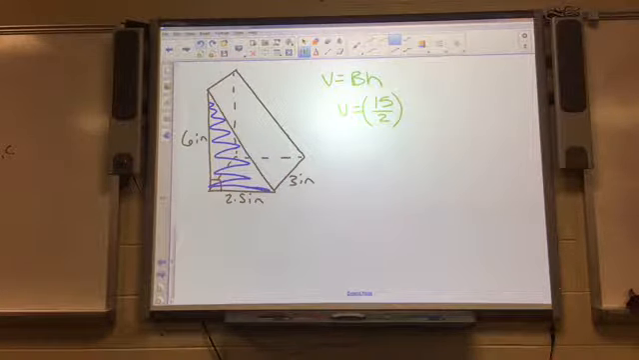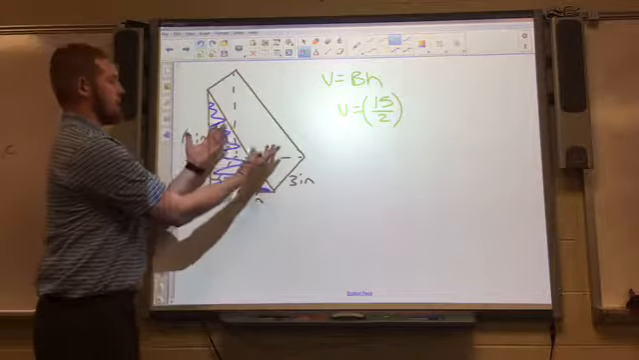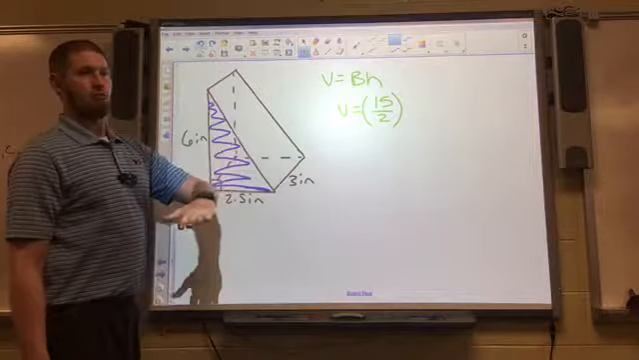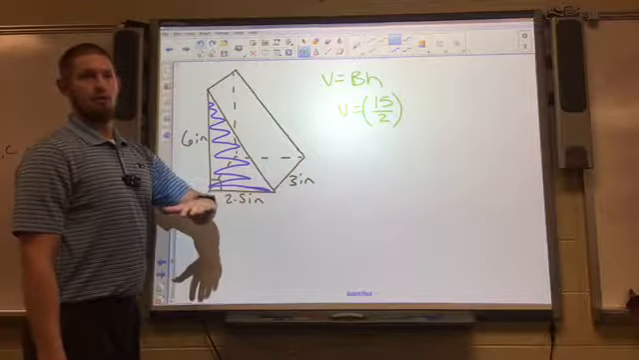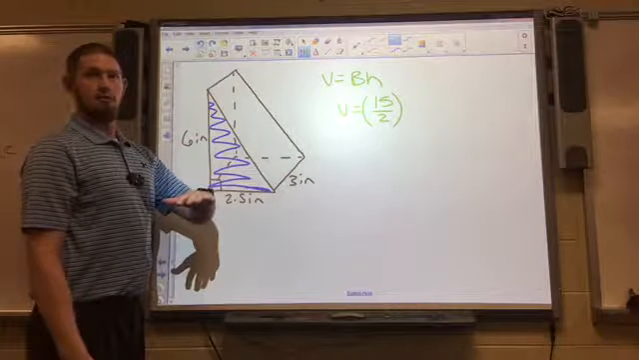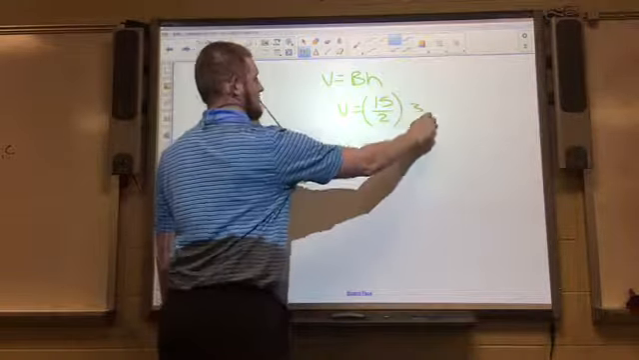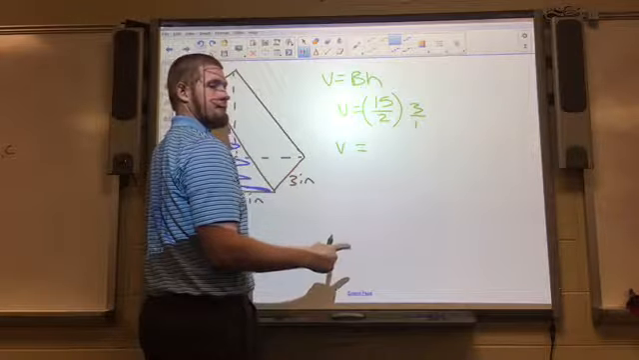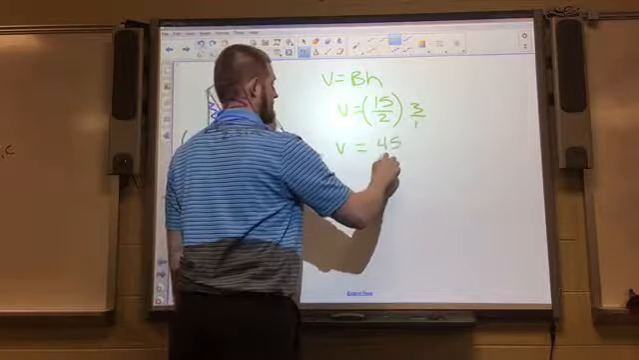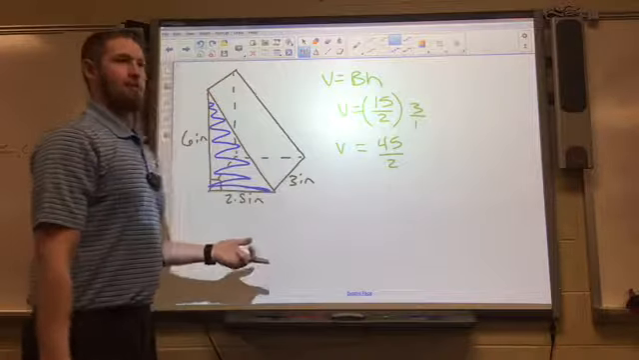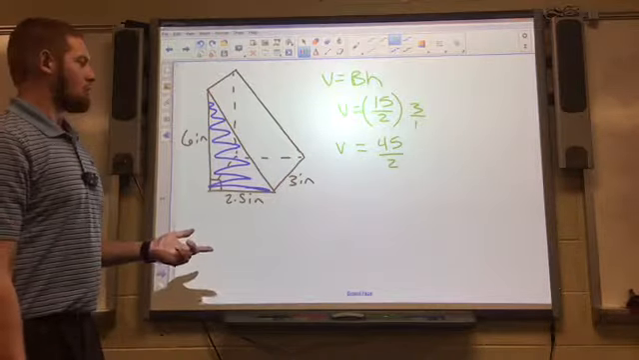I need to multiply that times what? Not 6. Why 3, Travis? Right, we haven't used that yet. But if I were to take this prism and lay it over on its base so the triangle was down, 3 would end up being the height, right? Okay. So I have 3. So in a fraction, what do I get here? I get 45 halves. You guys probably got 22.5 if you did decimals, right? What would my label be?